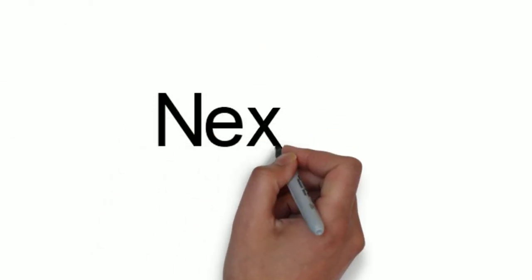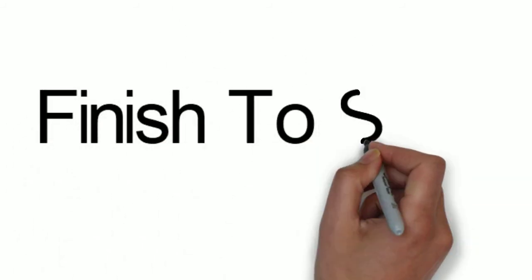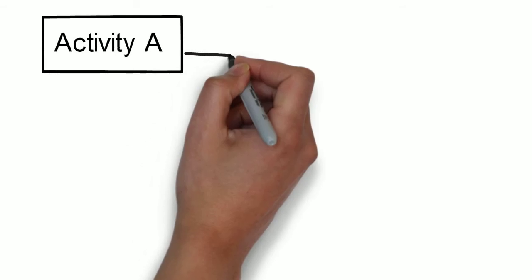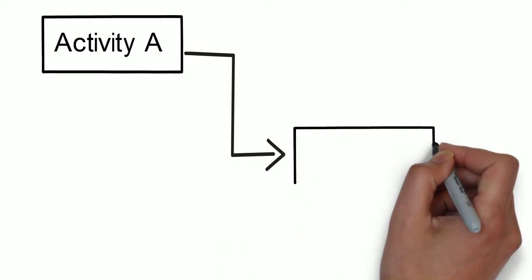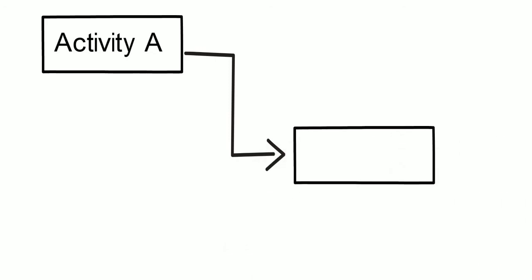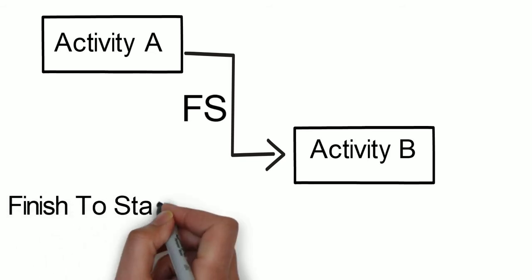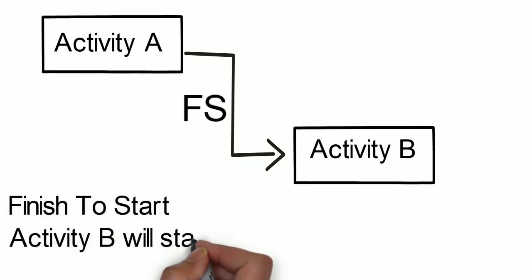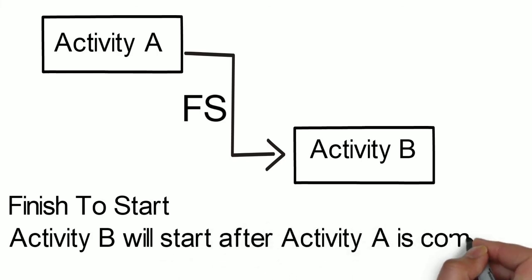Next is finish to start. Let us consider activity A will complete, then after that activity B will start. The relation represents FS, finish to start. Activity B will start after activity A is complete.